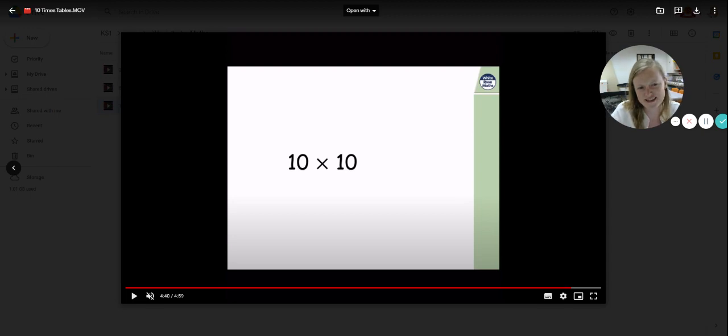10 multiplied by 10. You might know that the answer to that question straight off. 10 multiplied by 10 is 100. We could count if you wanted to, but a lot of people know that 10 multiplied by 10 is 100.